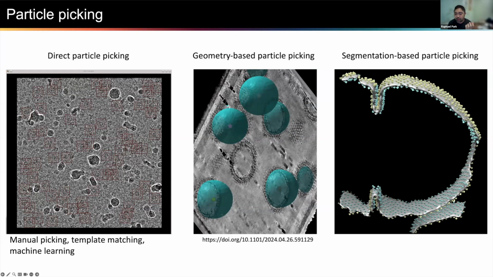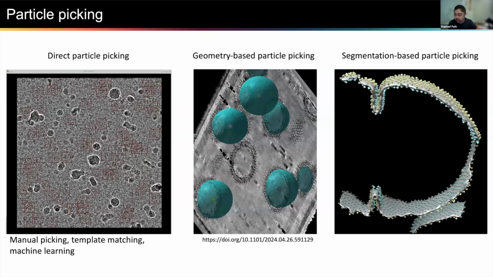An improved version of this geometric-based picking is segmentation-based picking. Segmentation is the way to annotate the feature of interest in 3D objects. In this case, I segmented the membrane of the bacteria, and then we oversample on the surface of this segmented volume. So you can actually oversample every object that is on the surface of, in this case, bacteria or any particle of your interest.